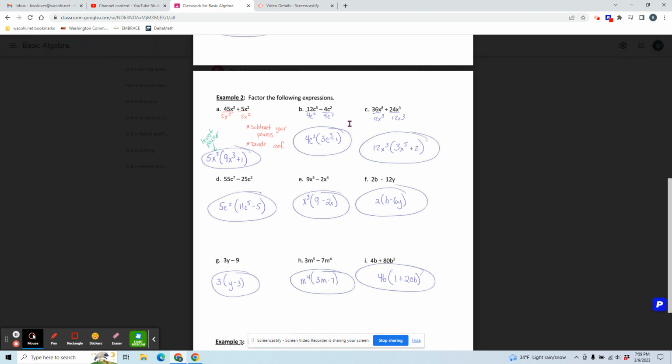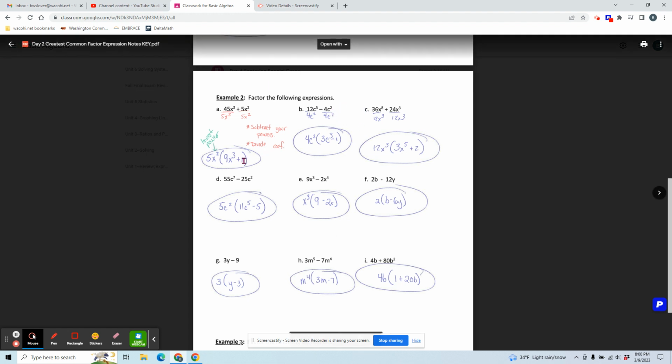Letter B. My greatest common factor for the coefficients is 4. They both have the same letter, so I take out the lowest power, which is c squared. So my greatest common factor is 4c squared. So then I divide each term by that. So divide each term, and I end up with my answer.